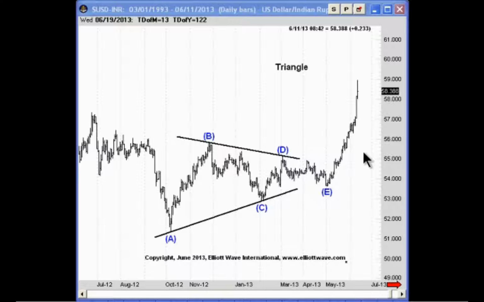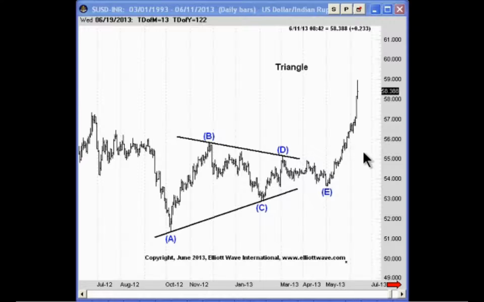Now also, what's very important to remember about triangles is that they always form in the final position or the move preceding the final structure. For example, triangles may only form in the wave 4, wave B, or wave X position. Wave 4 precedes the final move of that sequence, wave 5.